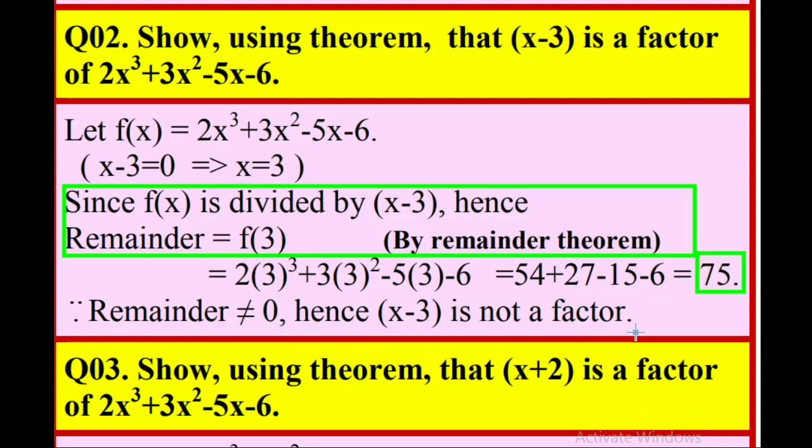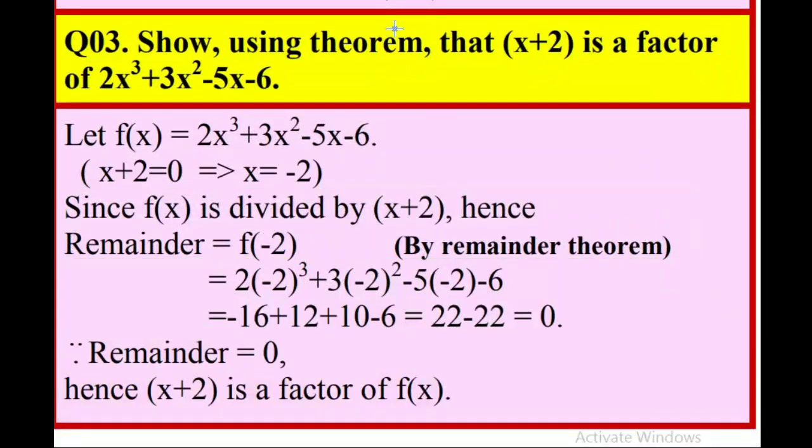It is very much clear that if I divide any polynomial by an expression, then we say if the remainder is 0, then the divisor is a factor. But here we find the remainder obtained is 75. Hence at last we mention clearly, since the remainder is not equal to 0, hence x minus 3 is not a factor of f(x).